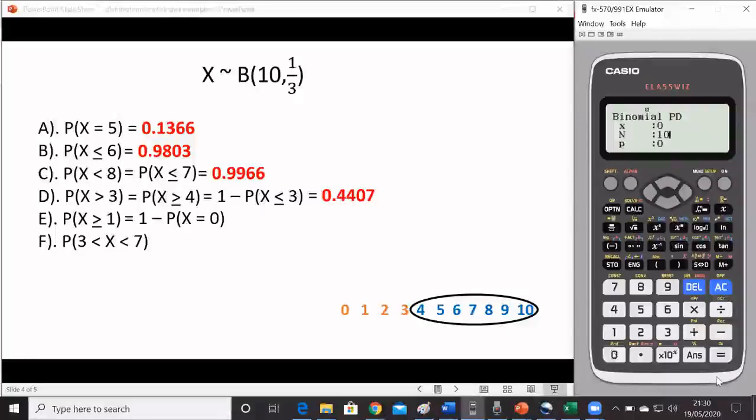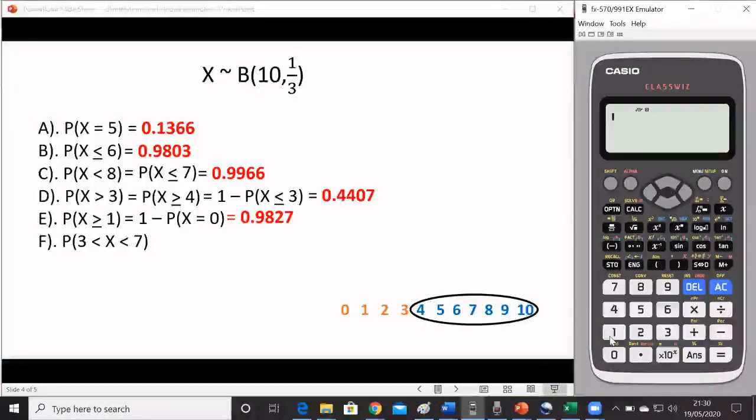So you do 0, 10, a third, which is that. Okay, and I need to do 1 minus that. Okay, so come out of this, 1 minus that, which is 0.9827.